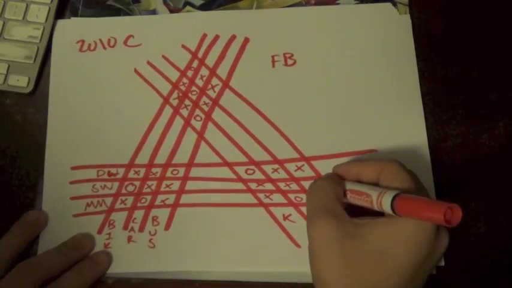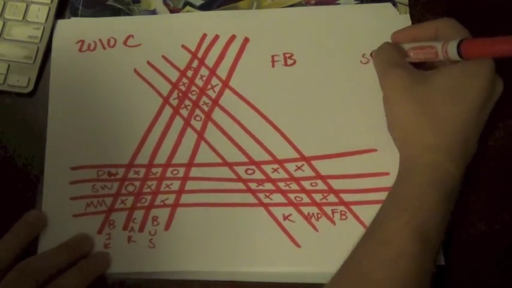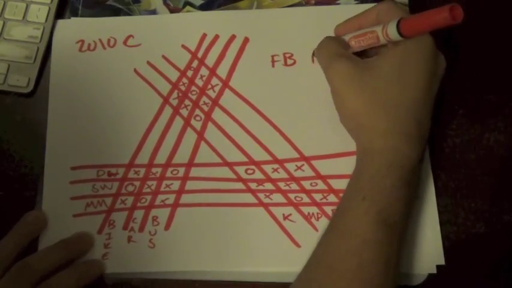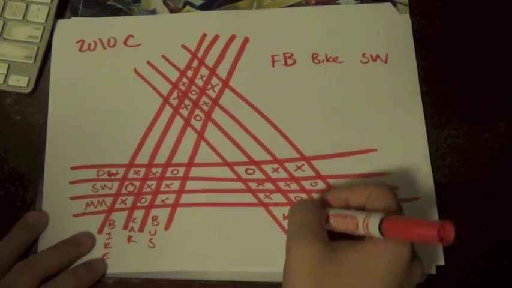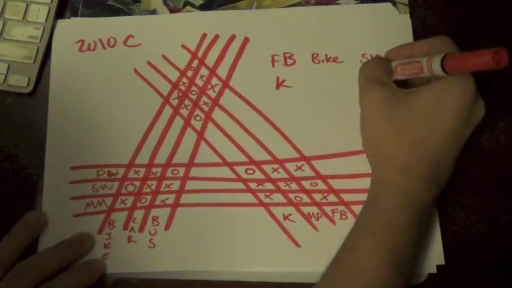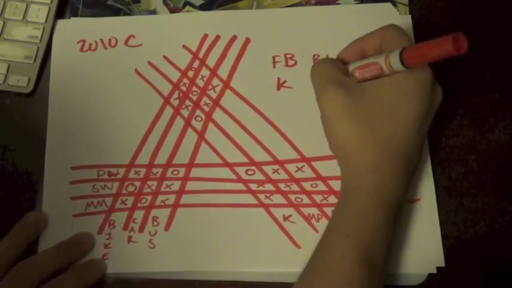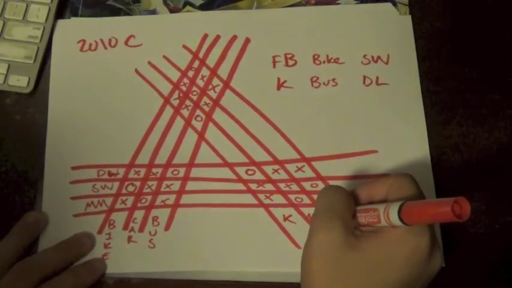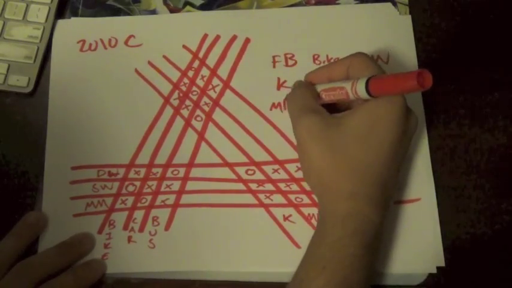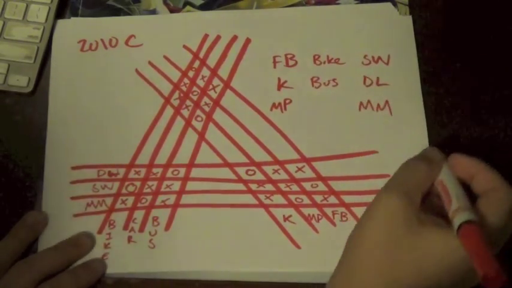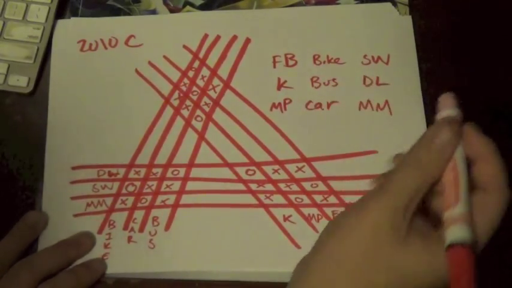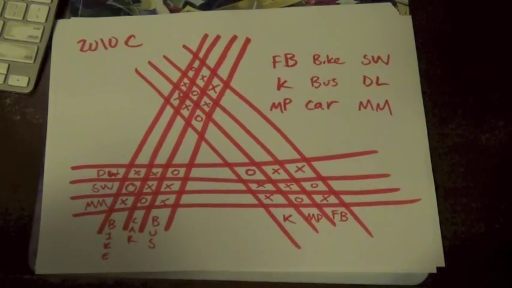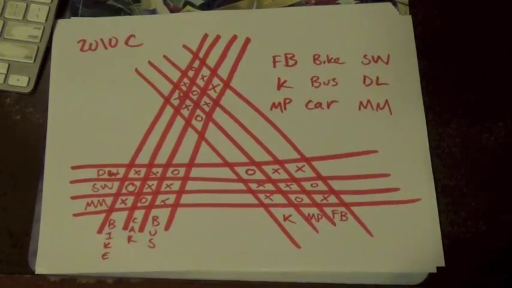Fozzie Bear went to SeaWorld, and he took a bike. Kermit the Frog went to Disneyland, and he took a bus. Miss Piggy went to Magic Mountain, and she took a car. Now we've solved all three problems for 2010. Let's take a look 1 year back at 2009.